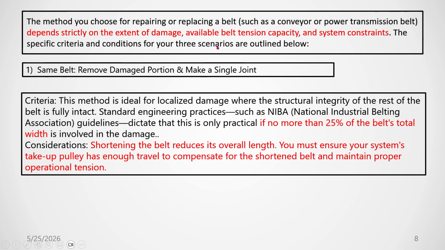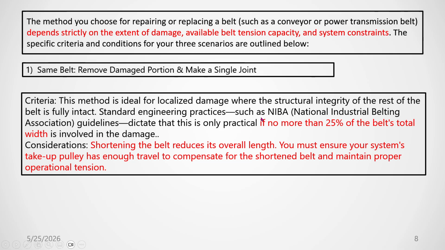So there are three scenarios that can result from these repairing jobs. One is that we can use the same belt, remove only the damaged portion and make a single joint. Cut the damaged portion, again make the splices and join it. So that is called a single joint, only a single joint. The criteria will be how much.